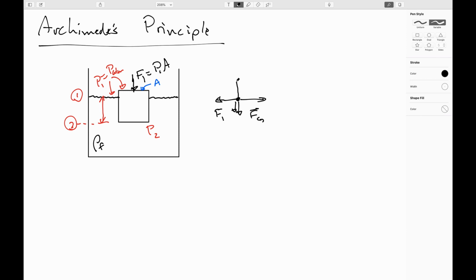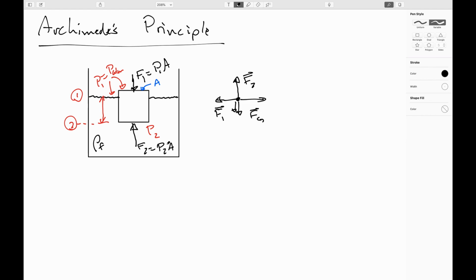F1. And then there's got to be a force pushing up on it. We'll call that F2. And that's due to the water underneath pushing up on it. So it'll be equal to P2 times that same surface area A.